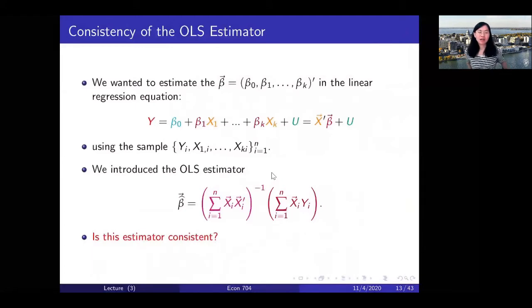Now let's focus on the ordinary least squares estimator. So we estimate the beta vector in this linear regression equation using the ordinary least squares estimator. Is this estimator a consistent estimator? So we want it to be consistent. Is it consistent?